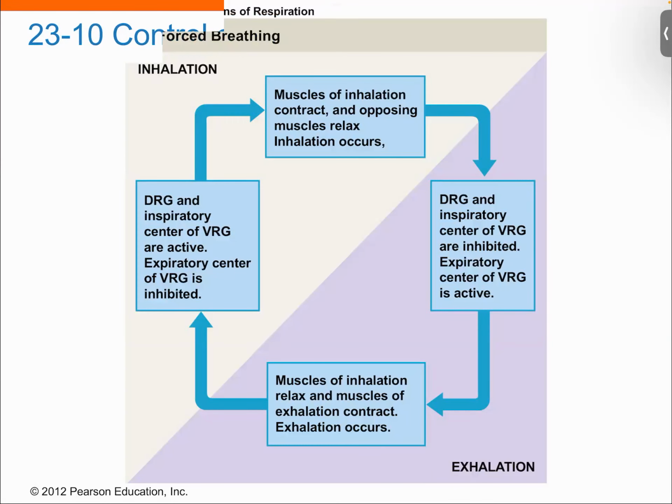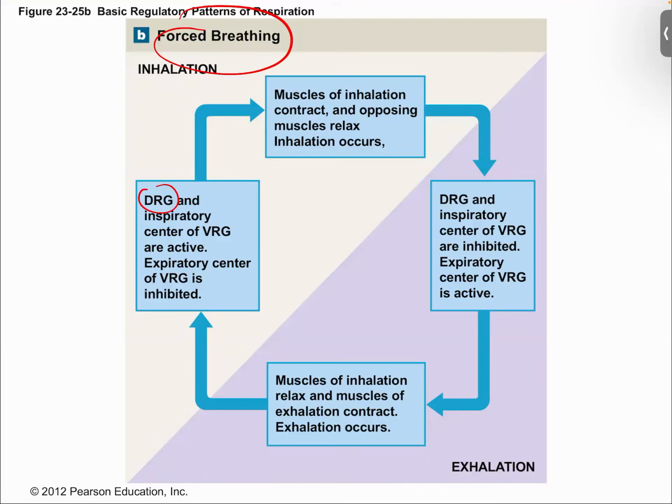So this is what it looks like. For forced breathing, you've got the DRG and the inspiratory side of the VRG activated. And then ultimately your expiratory side is inhibited. So this is going to force contraction of the inhalation muscles. So you get a forced inhale.